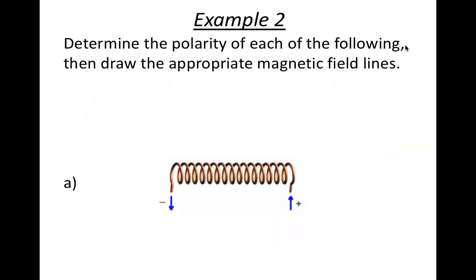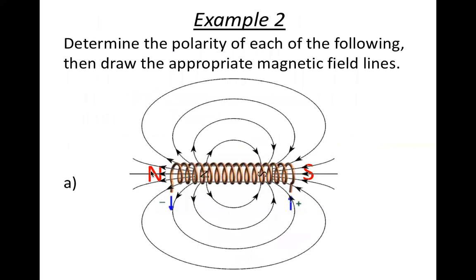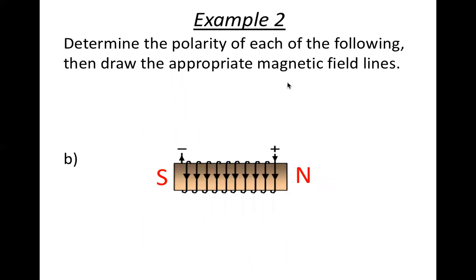So determine the polarity of each of the following, then draw the appropriate magnetic field lines. Well, if this is the positive side of the terminal of the battery, so we're wrapping it like this, we're going to use our hand to see that the left side is north, the right side is south. And when we draw magnetic field lines, we are going to keep in mind those 3 things. The magnetic field lines go north to south. They're strongest at the poles, and they never cross. So we really want to make sure that you can see a higher density of magnetic field lines near the north and south pole.